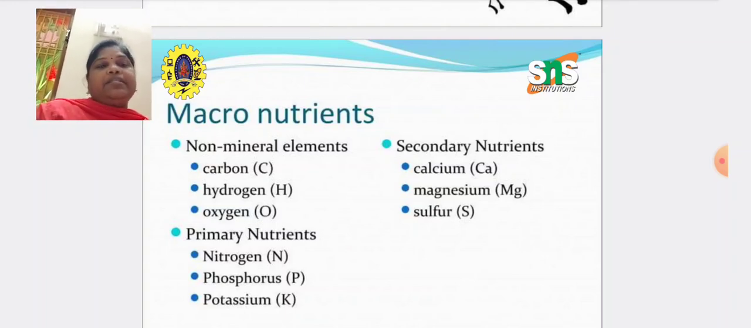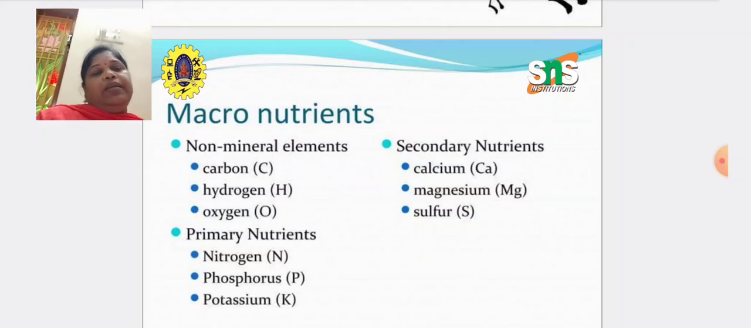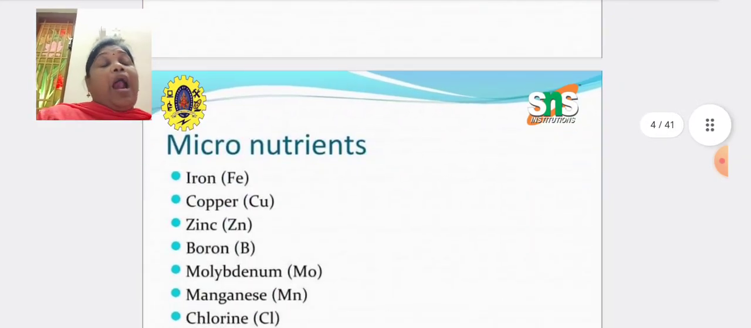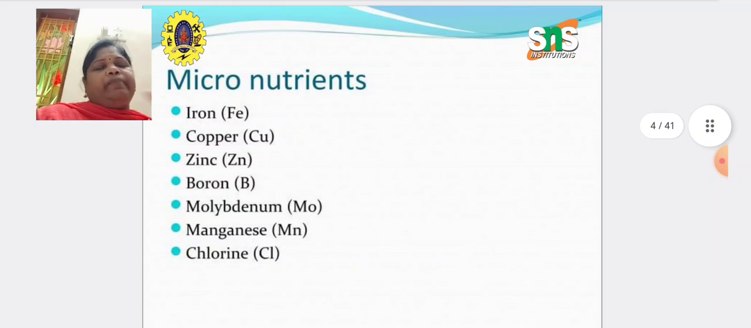Calcium, the symbol is Ca. Magnesium, the symbol is capital M, small g. Sulfur is S. Students, please note this. Ca means calcium, Mg means magnesium, N means nitrogen. These symbols are very important for agricultural engineering students to identify the fertilizers and nutrients for the growth of the plant.